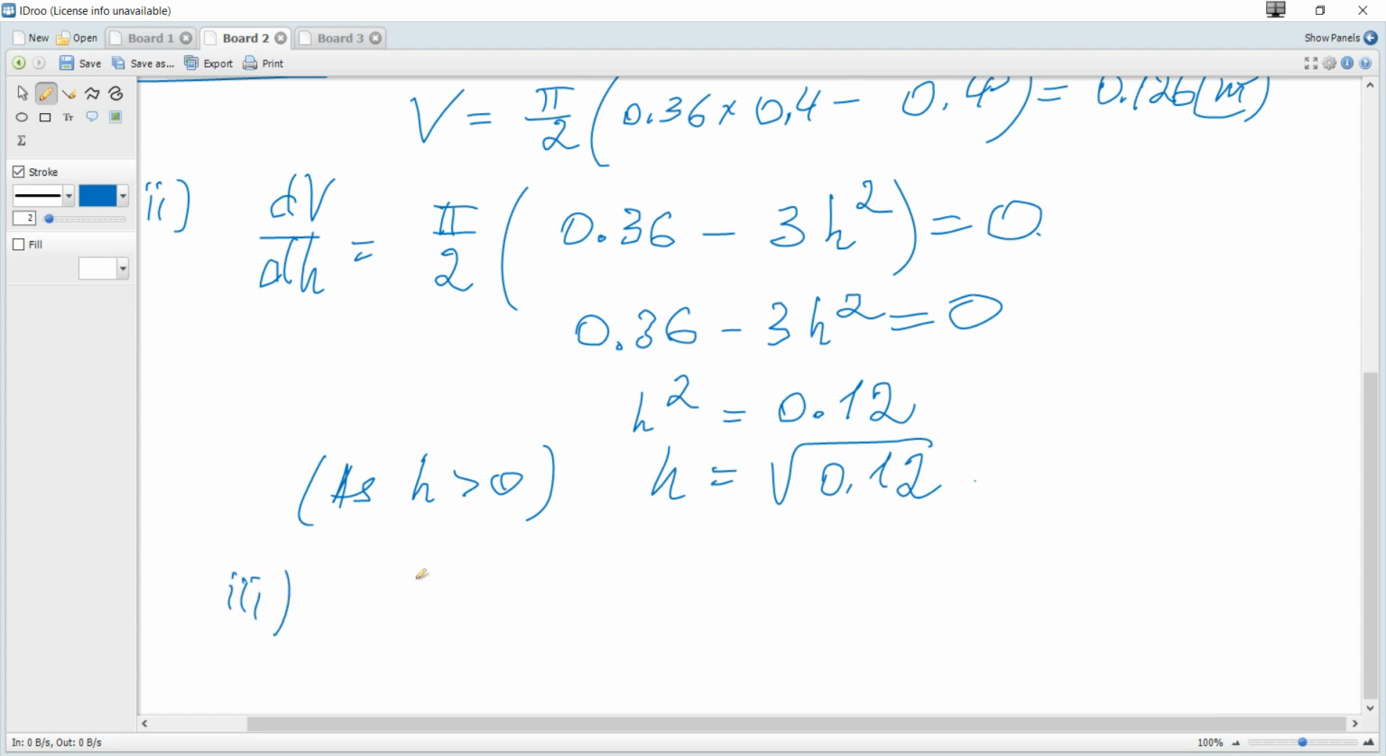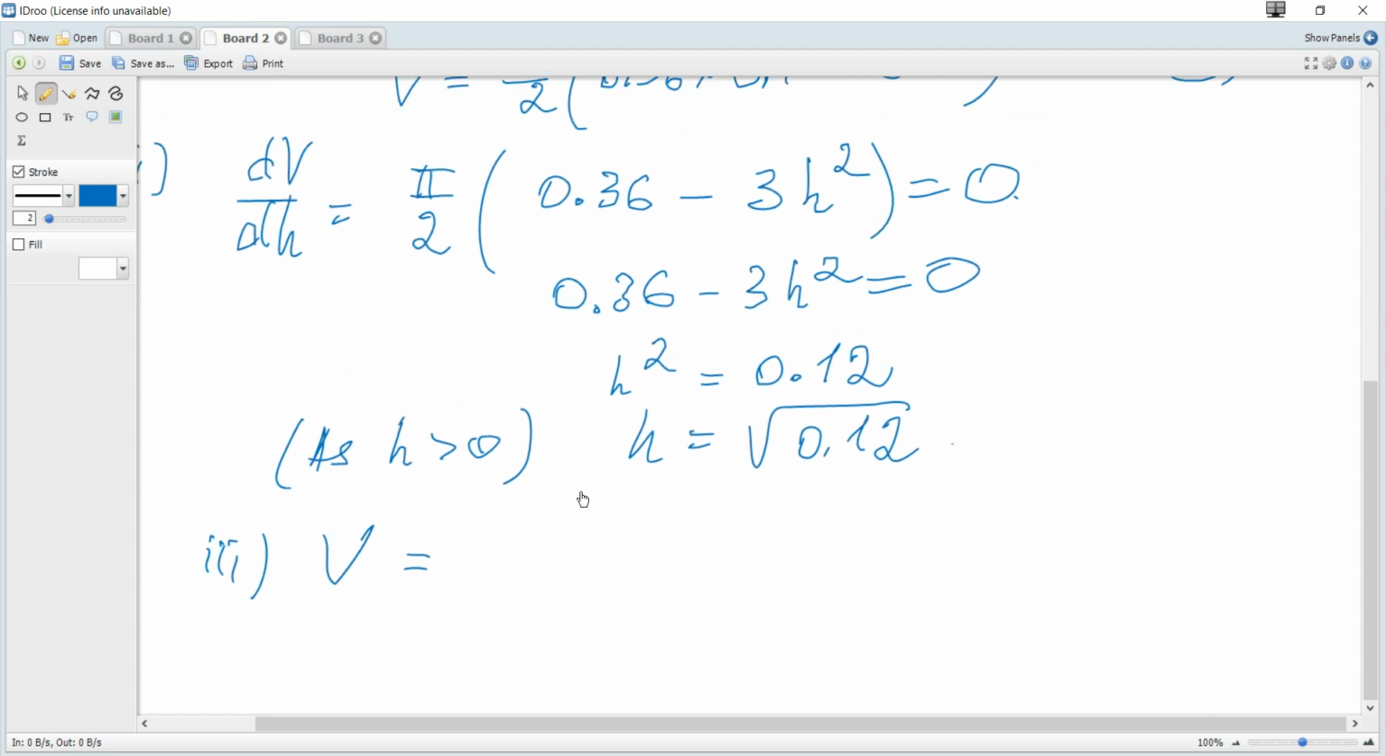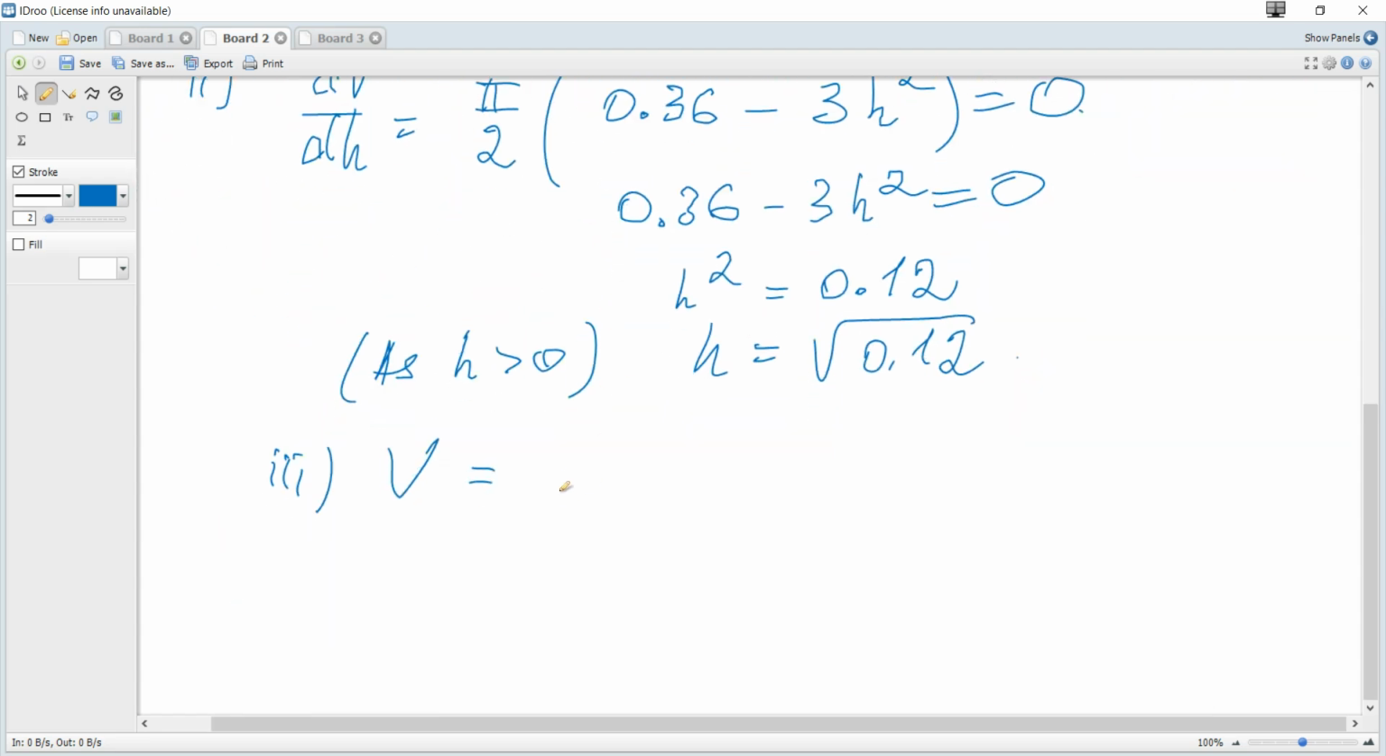Next, given that this value of h maximizes the volume, find the largest possible volume of this barrel. And so we need to calculate v for this h and for this d.